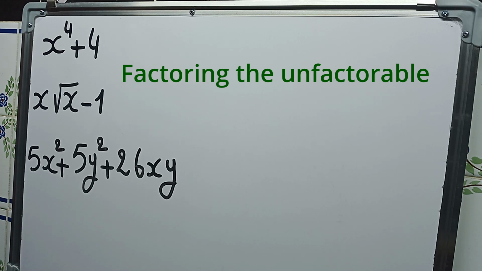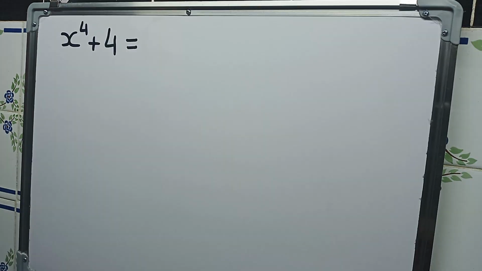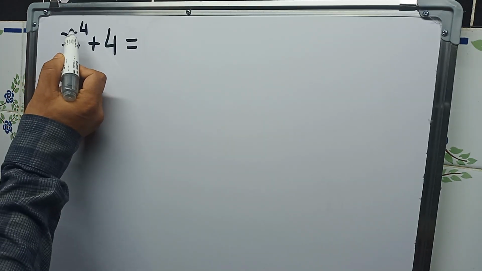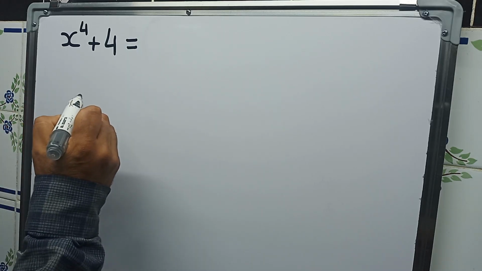Factoring is very important in algebra, and in this video we'll factor some expressions that look unfactorable at first glance. Let's start with the first one. Here we have x to the power of 4 plus 4, and the idea here is to complete the square.